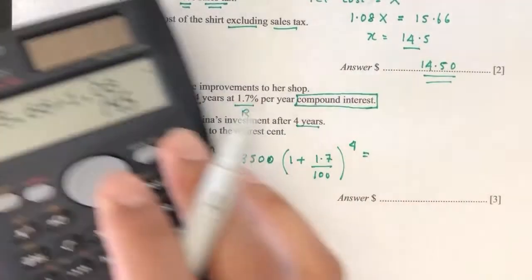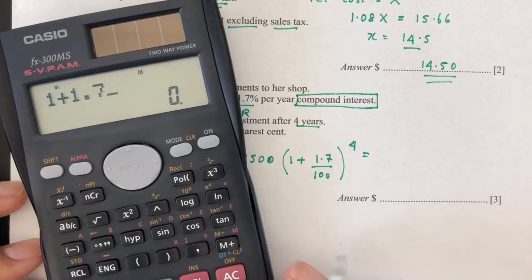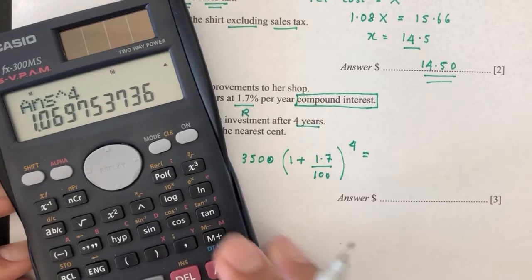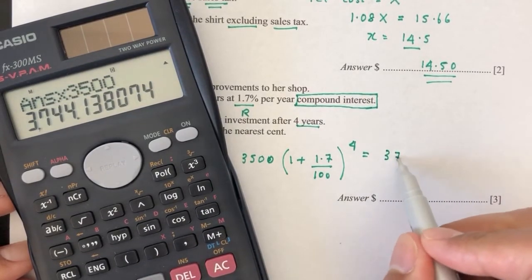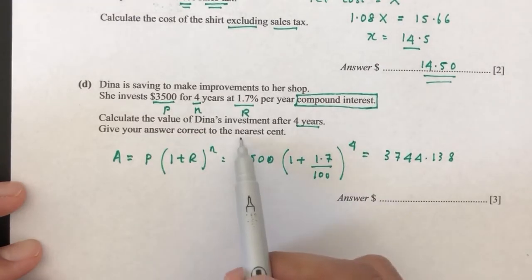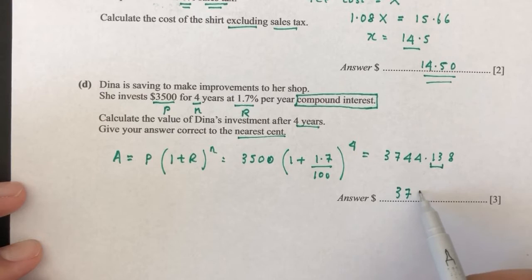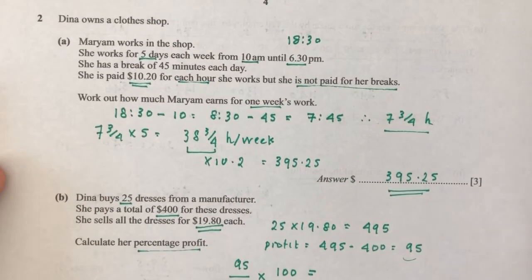Let's simplify. So let's do the inside first. 1 plus 1.7 divided by 100, power 4, times 3,500. That will be 3744.138. So now it says give your answer to the nearest cent, which means to 2 decimal places. So it will be 3744.14 for your answer in part D. So that was question number 2.